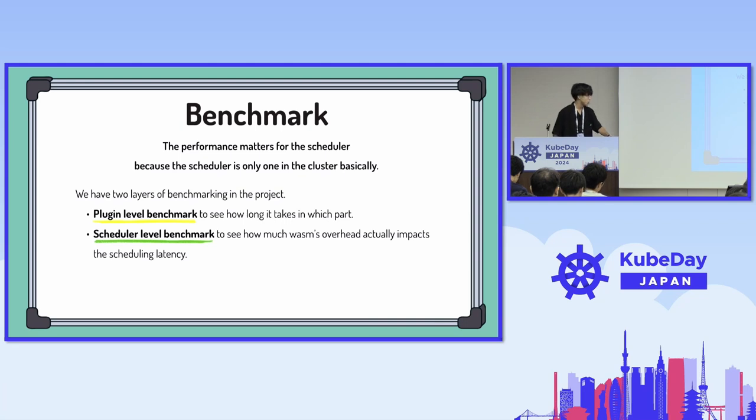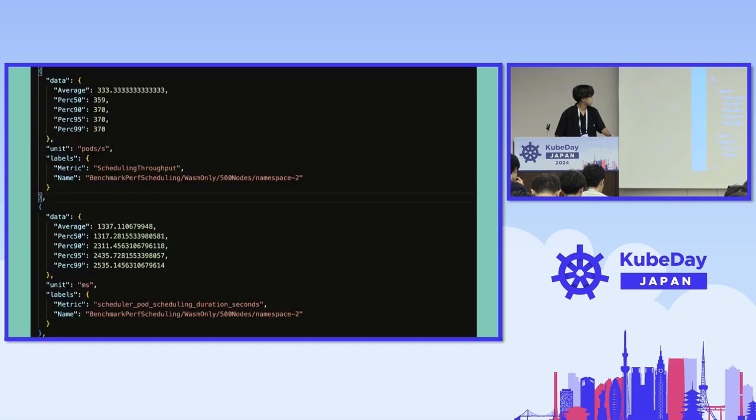Alright, so we have a benchmark. We don't have enough time to explain it. We have two benchmarks, and this is actually the benchmark result from our benchmark test. So you can run some scenarios and see how the scheduler will behave based on the metrics.